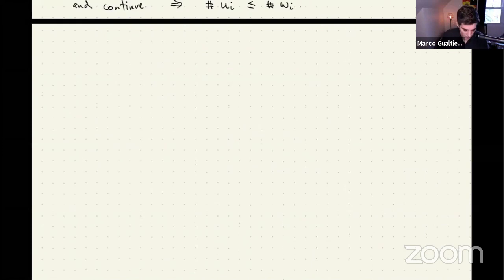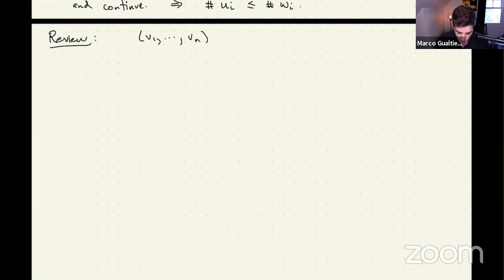So just a brief review. When we say that v_1, ..., v_n is linearly dependent, this means that there exists a redundancy. So what does it mean, a redundancy? It just means that there are linear combinations of these vectors.